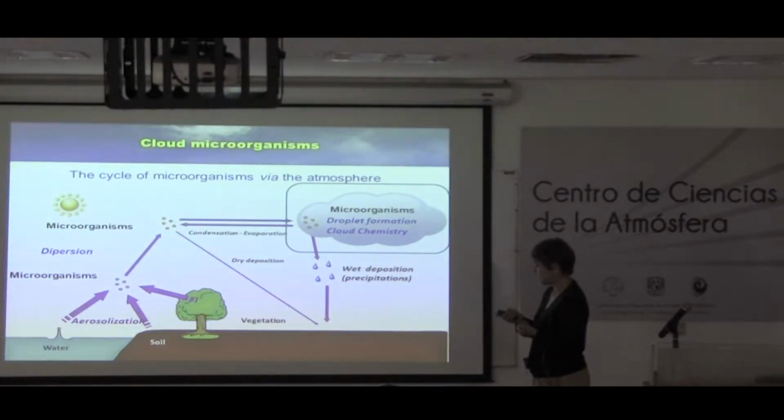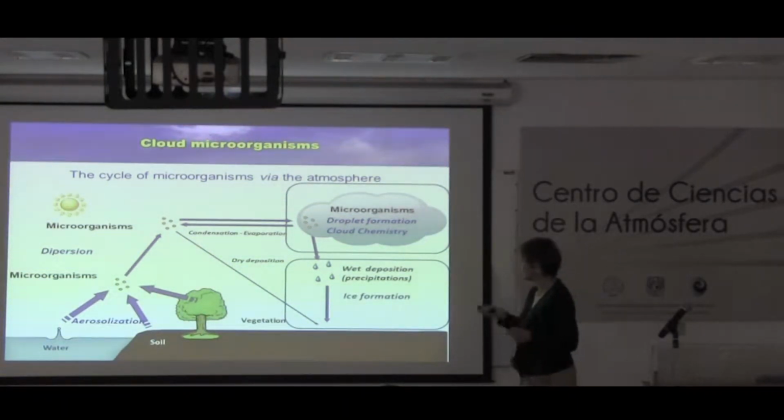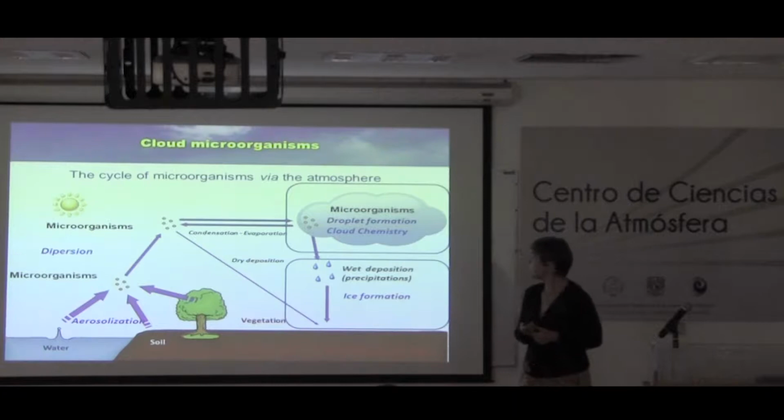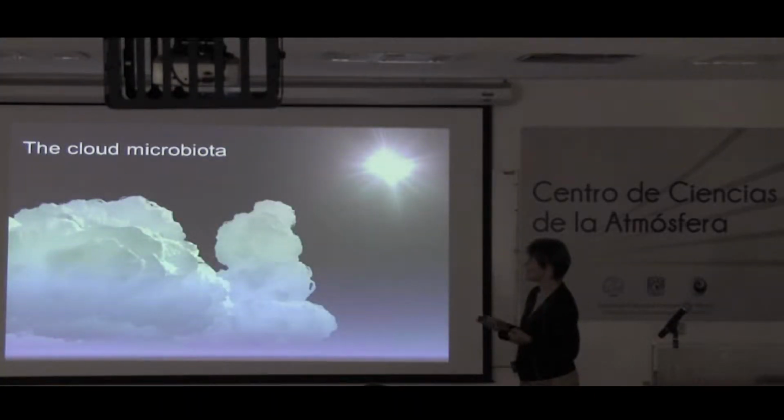And finally, some of these microbes, not all of them, can produce ice. And then they can help the precipitation, because as some of you know, before having rain, you have ice. And so they can make ice and maybe help to precipitate. Okay, now what are these microbes?